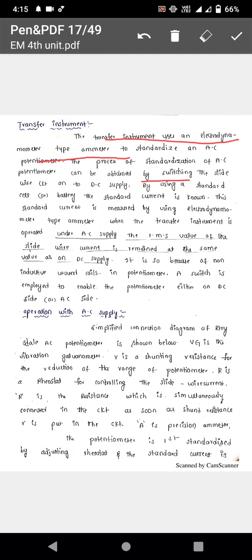Hence it is known as a transfer instrument. Dynamometer type ammeters are known as transfer instruments.